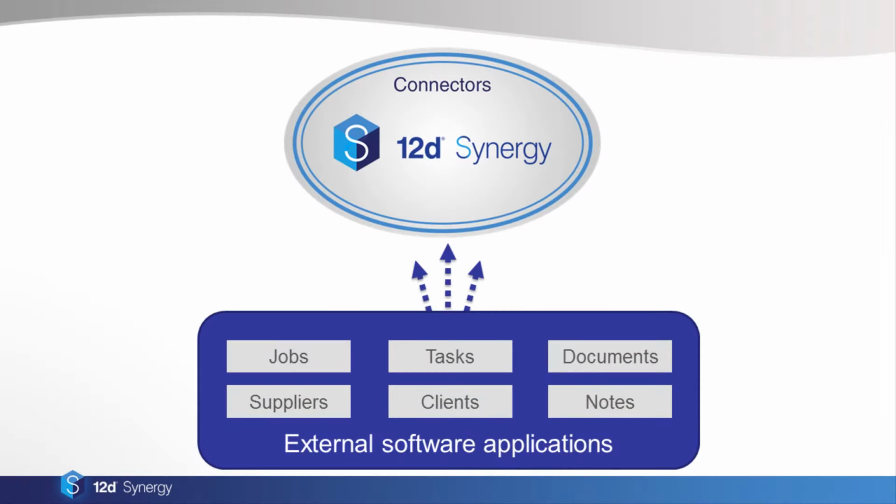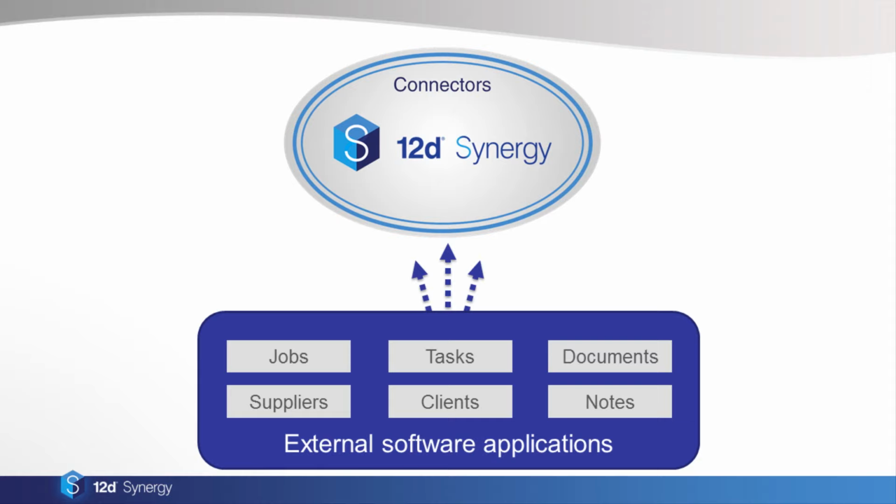Connectors allow 12D Synergy to communicate with other software products. They run constantly in the background of Synergy to import data. This allows you to work in Synergy with the information that's been created in other software products, such as jobs, tasks, documents, suppliers, clients, notes, and others. It means that the data doesn't need to be imported twice. When information changes in the external system, it also automatically updates in Synergy.